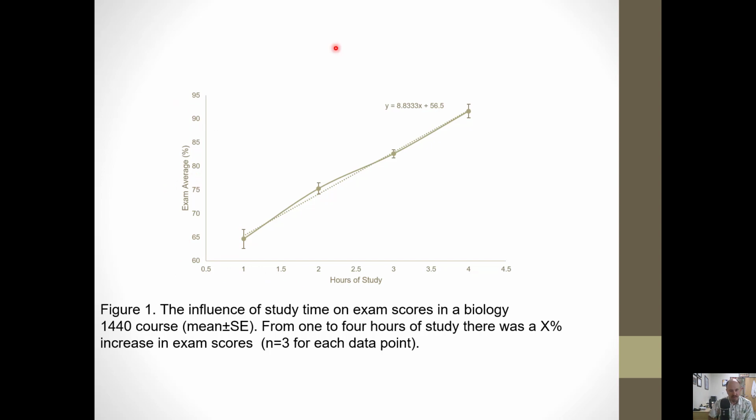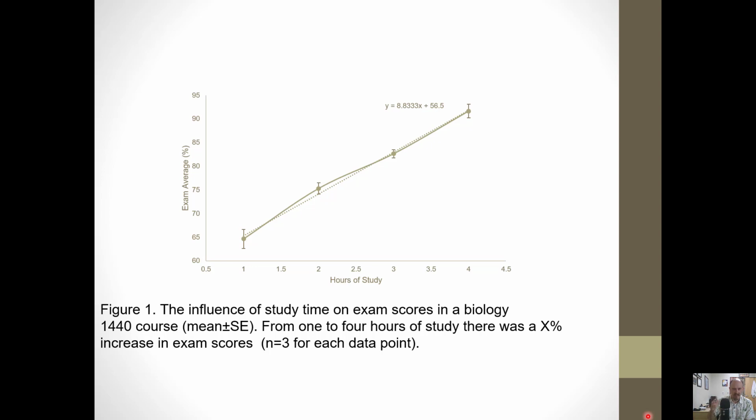And you can see my caption here. Now your caption might look a little different. Some instructors encourage you to put some information in the last sentence instead of up here, but all the information that's required is seen here. So figure 1, the influence of study time on exam scores in a Biology 1440 course. Mean plus and minus SE period.